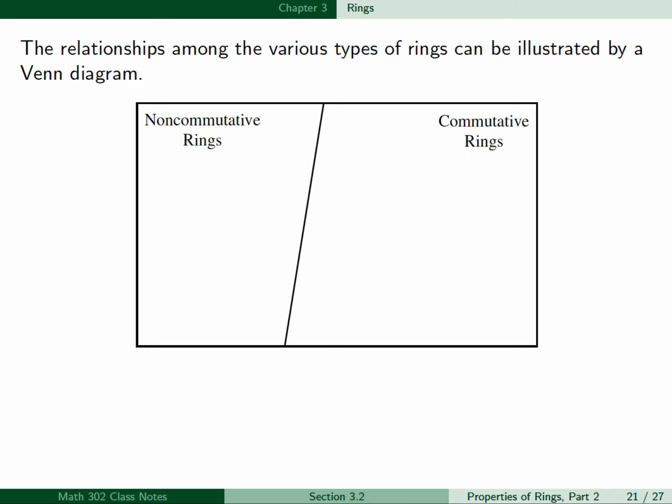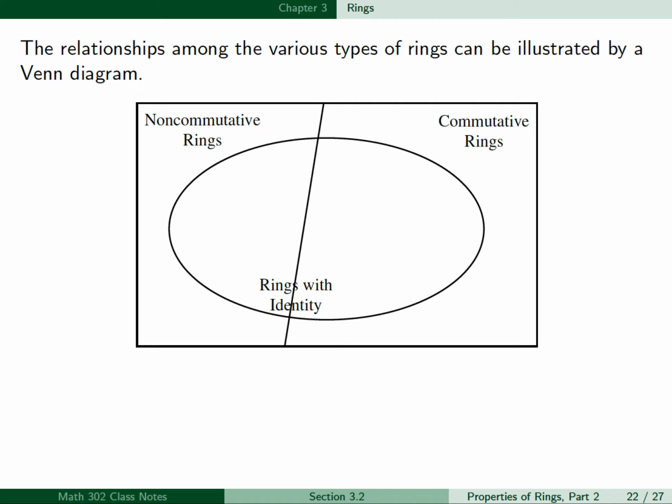And rings are either non-commutative or commutative. They either satisfy axiom R9, the commutative law of multiplication, or they don't. So we can basically divide up our set of rings into two pieces. One piece non-commutative rings, the other piece commutative rings. And then rings either have a multiplicative identity or not.